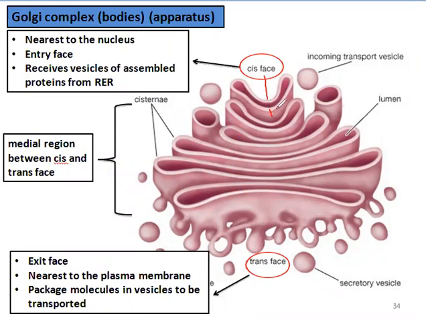Therefore, if each sac has a cis phase and a trans phase, then the Golgi itself, since it is made up of many sacs, we are going to call the first phase, which belongs to the first sac, the cis phase, and the last phase, which belongs to the last sac, the trans phase.